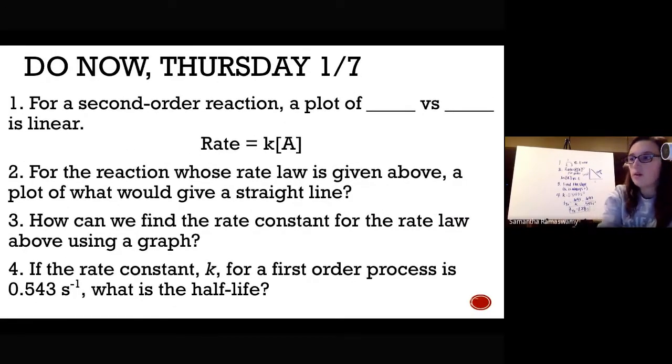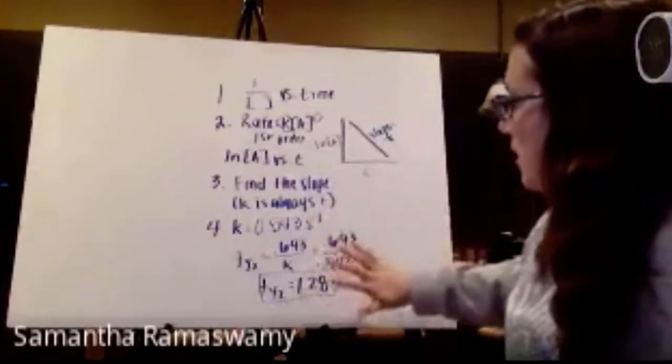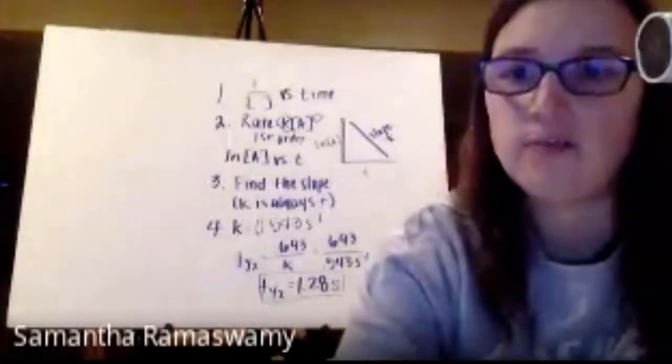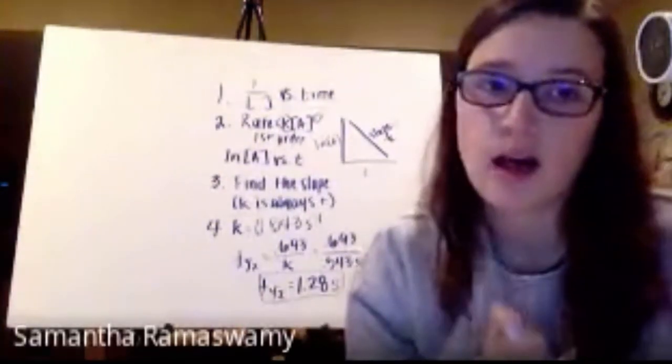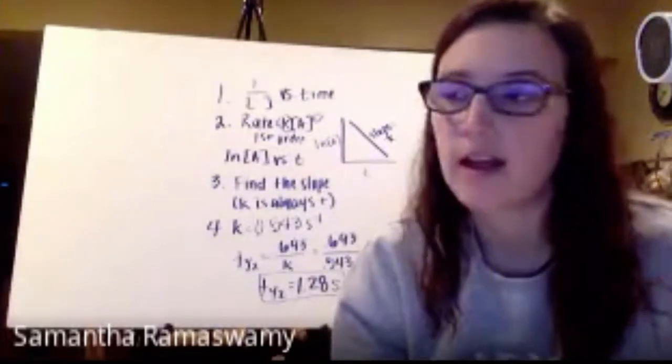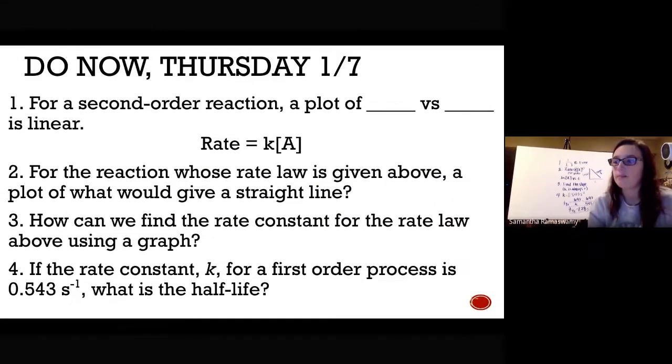Okay, so again, 1 through 4, I worked through up here. Make sure that you have each of these written down. 1 and 2, again, are looking at the plots. You have to be able to tell which plot or which graph will give you a straight line. And then 3 is thinking about slope. And then 4, can you calculate the rate constant when you're given a graph.